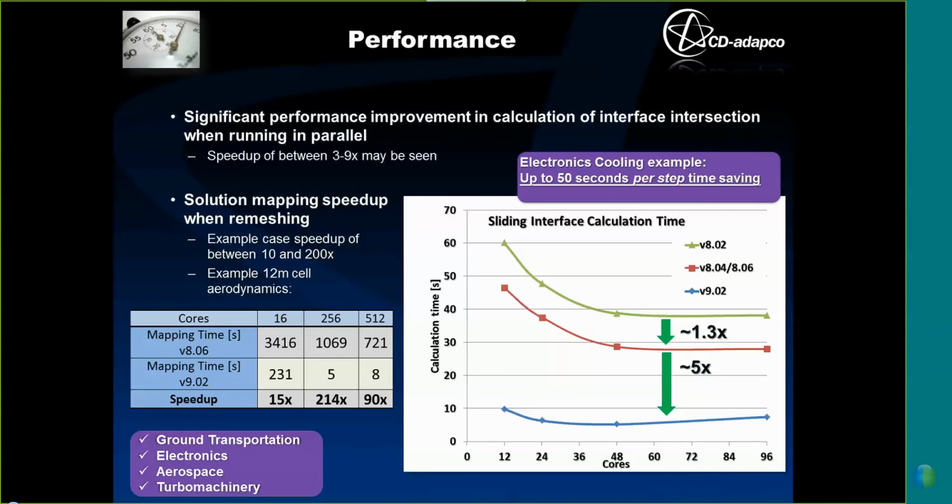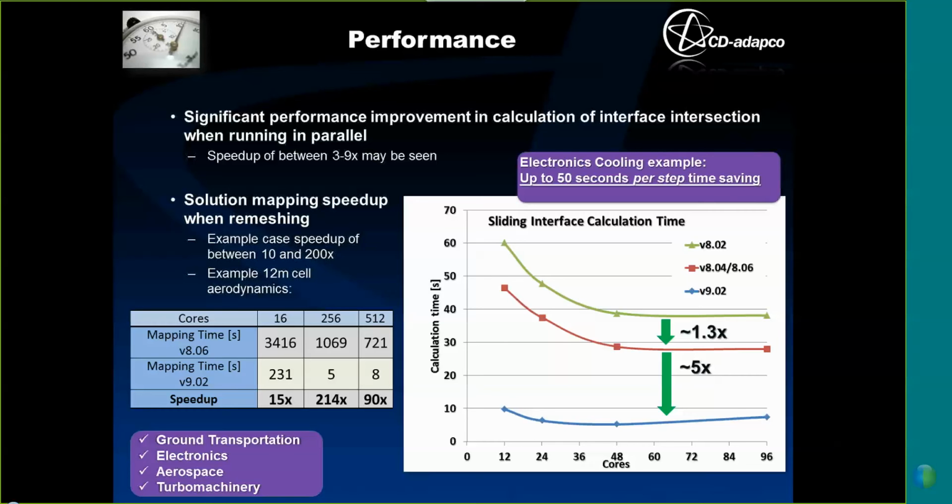Now, of course, everyone is always concerned about performance, running results faster. And one of the ways we've targeted that in this release is by speeding up the calculation of interface intersection when running in parallel. So we have a speedup of somewhere between 3 to 9 times when running in parallel.